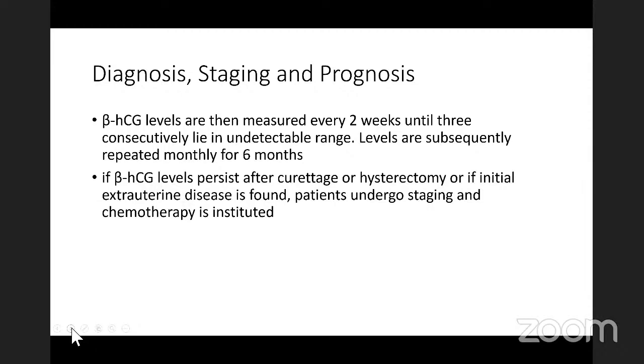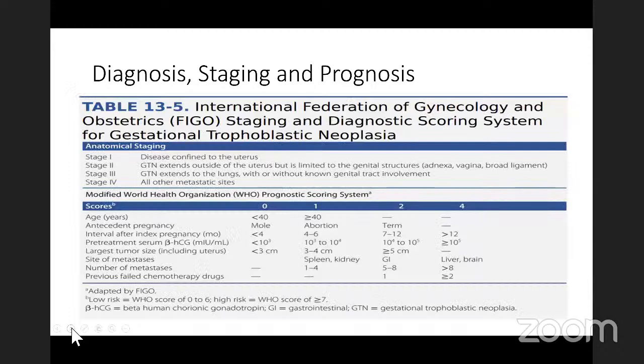Okay. So this would be your FIGO classification, staging, and diagnostic scoring system for your GTN. It is graded according to age, antecedent pregnancy, interval, pre-treatment serum beta HCG, largest tumor, and the like. It's graded 0, 1, 2, and 4, and it will be the total number: low risk if it's 0 to 6, and 7 or more would be high risk.